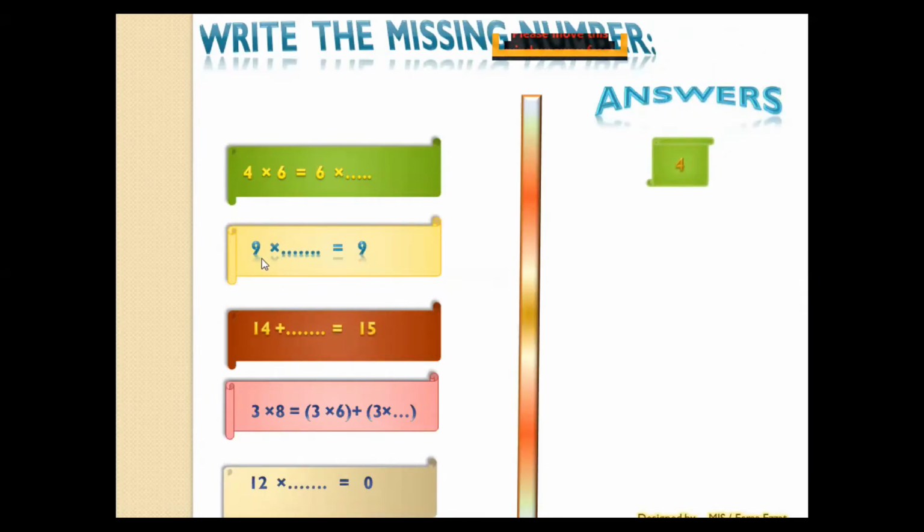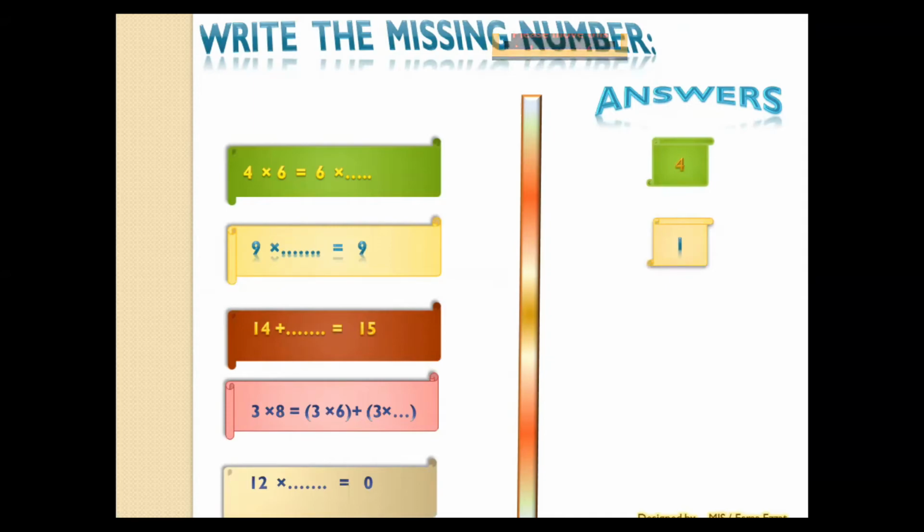Question number 2. 9 by what equals 9? What number can we multiply by 9 to get the same number 9? Do you remember number 1? Number 1 plays a role of mirror. So when 9 sees itself in the mirror, it sees 9 itself. So 9 by 1 equals 9.